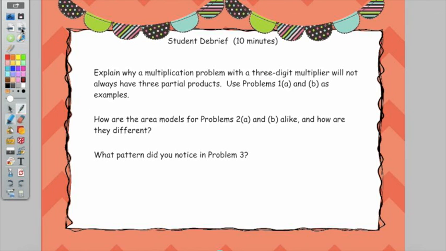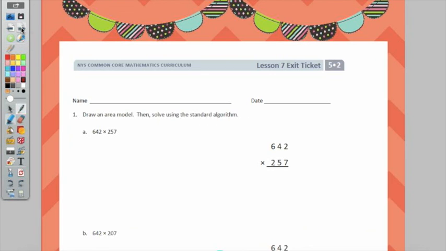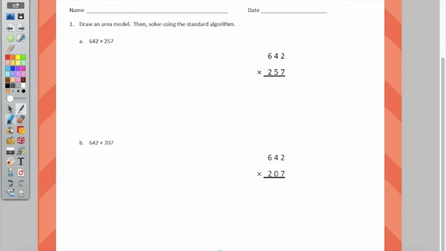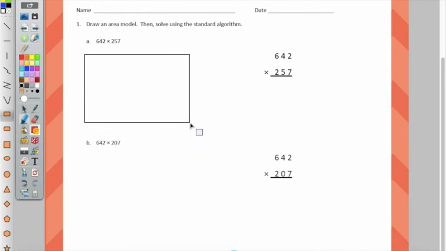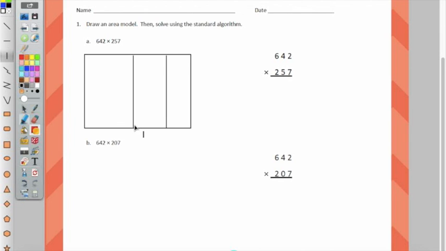Okay, so just move away from that. Let's look at the exit ticket. Start fresh. Okay. So the first problem is going to be 3 by 3 because there are no zeros. So when you do your lines, you can adjust the width of the columns and you can adjust the width of the rows, okay? And you're going to find that it's simple multiplication.